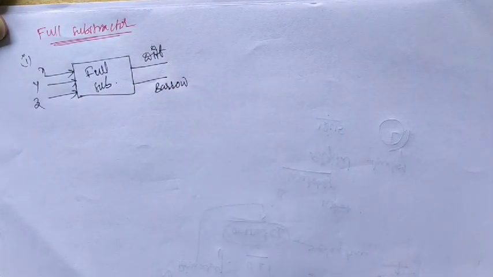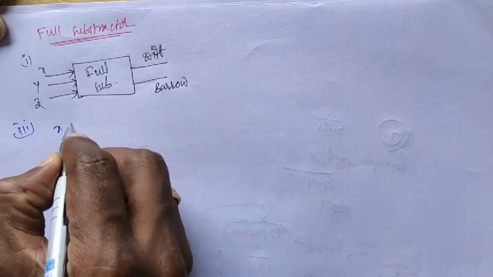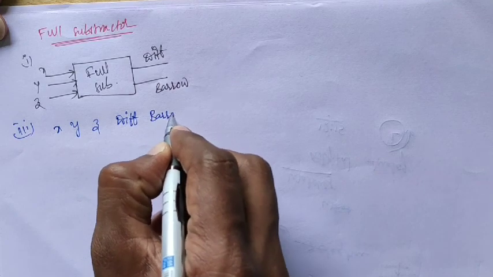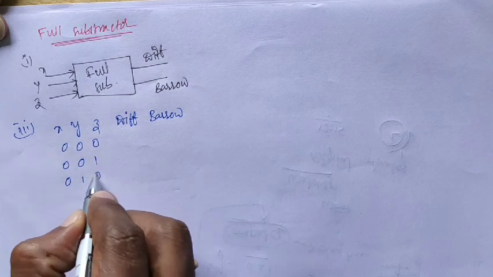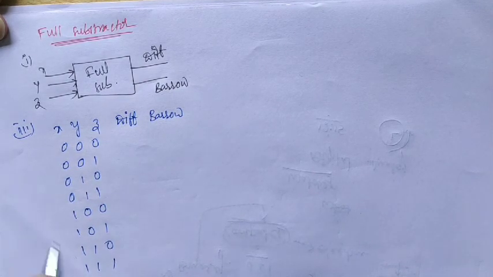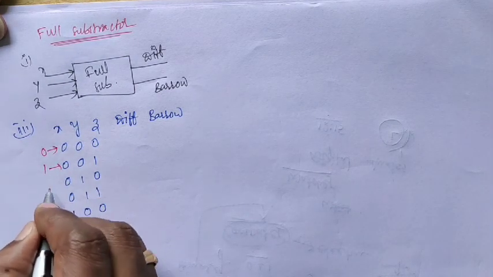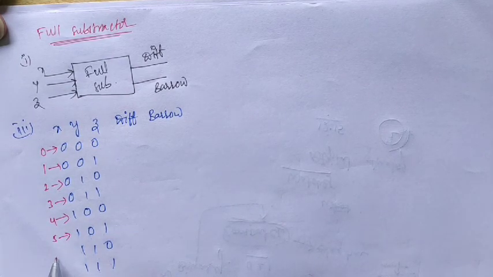Okay. So the next step is the truth table representation. What is the input and output relation? So x, y, z. Next are the difference and borrow. So x y z, 3 inputs, combinations 0 0 0, 0 0 1, 0 1 0, 0 1 1, 1 0 0, 1 0 1, 1 1 0 and 1 1 1. We can represent it as binary number 0, 1, 2, 3. That means in 3-bit combination it starts from 0 and ends with 7.